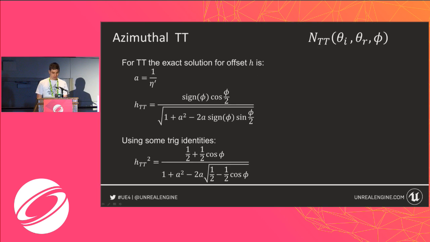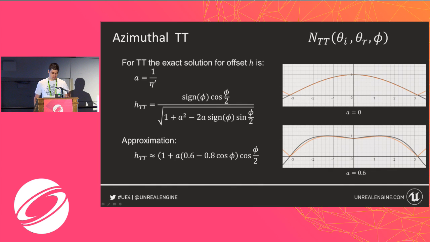For TT, the exact solution for the offset H, which is used in some of those functions on the previous slide, is this. We need H, which is the offset from the center of the fiber of the light path, and eta prime, the modified index of refraction. We can simplify this function for H a bit using some trig identities and moving some stuff around, but it's heavier than I'd like. So on to approximation.